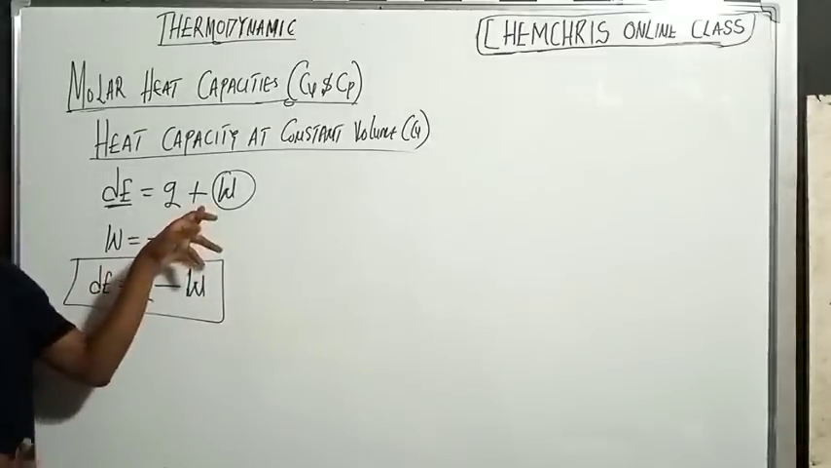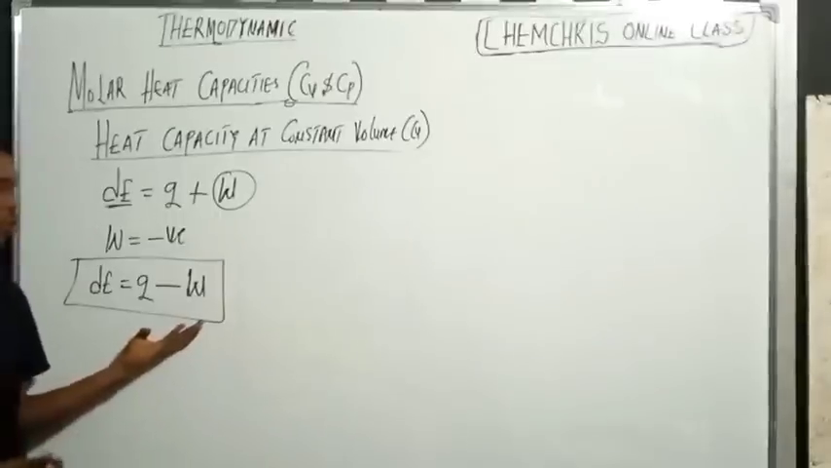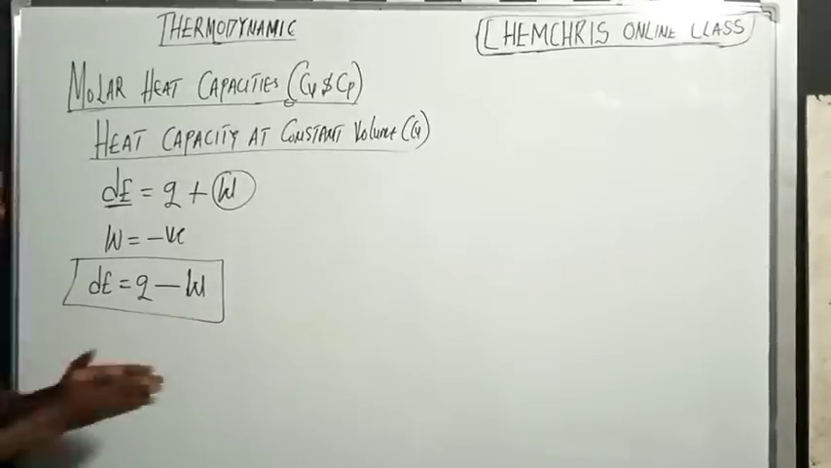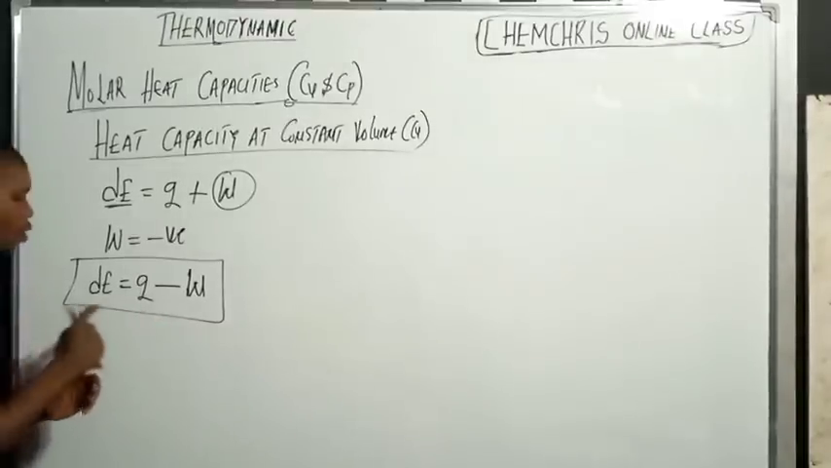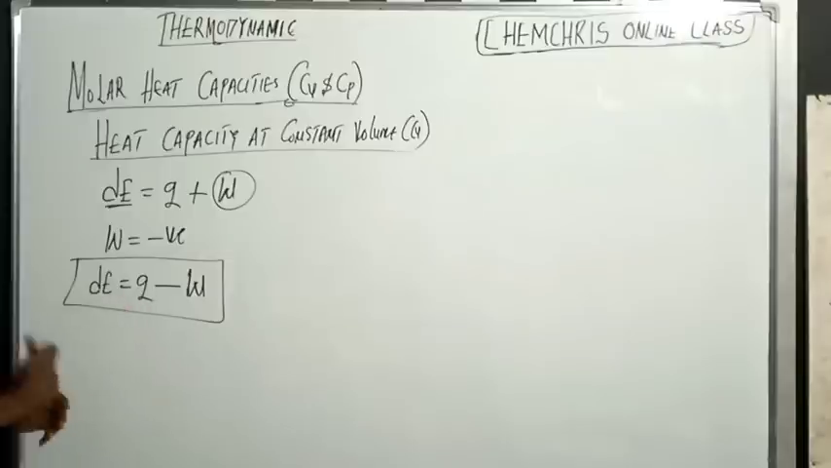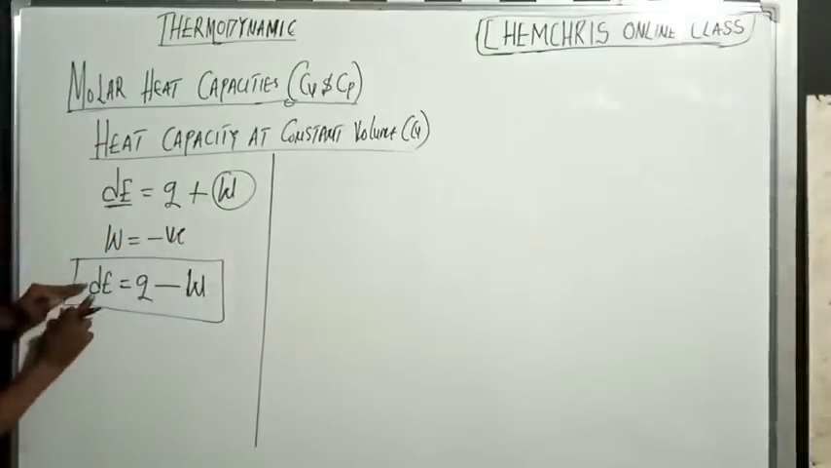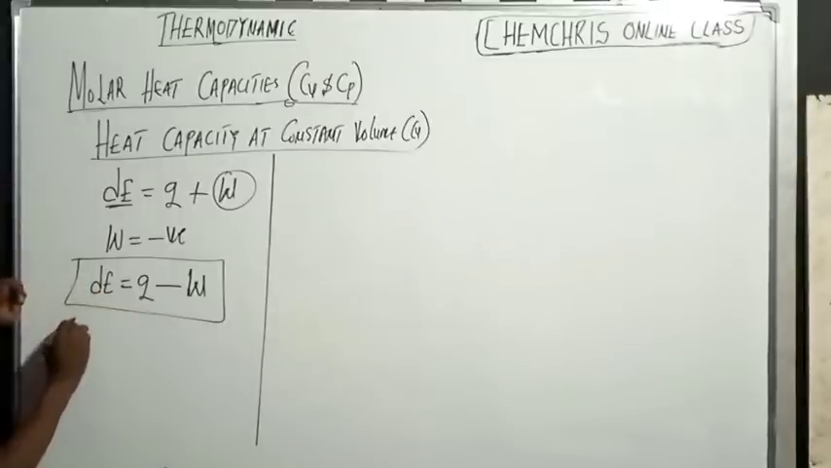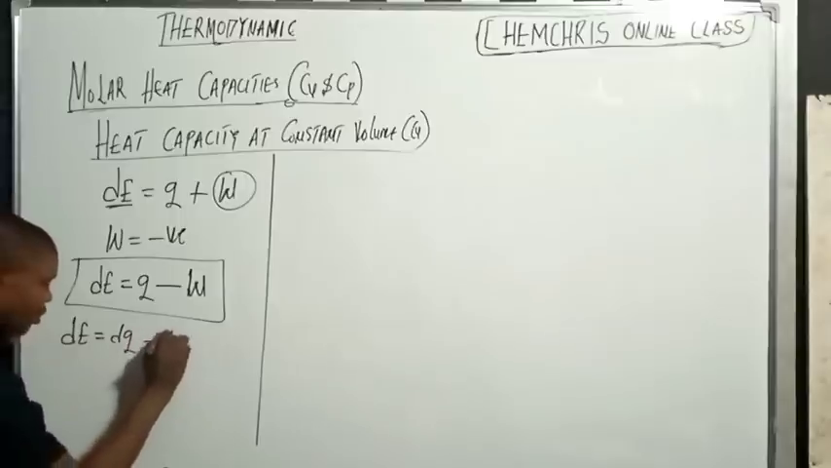The formula with plus W is for work done on the system, while this one is for work done by the system. So this is the formula we are making use of. From here, we want to make Q the subject of the formula, because we are talking about heat. So we can say change in E equals Q minus W.